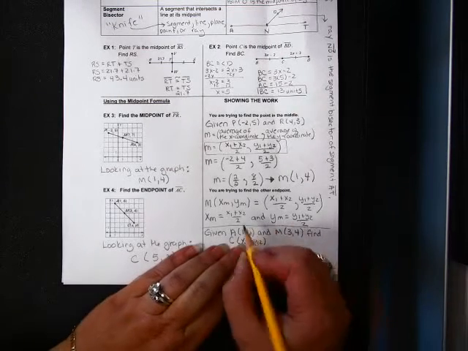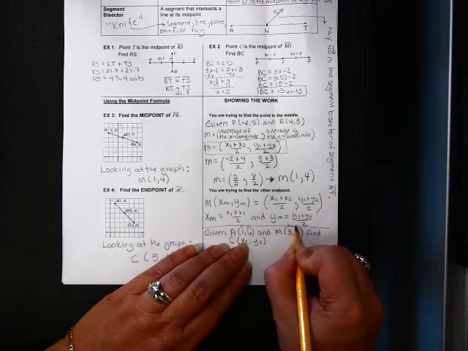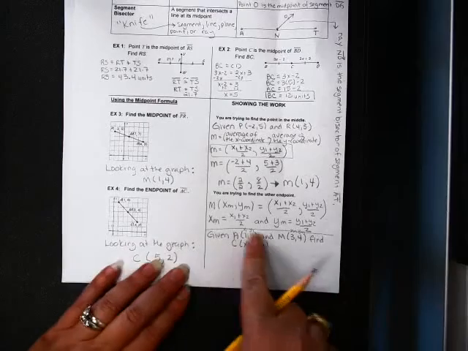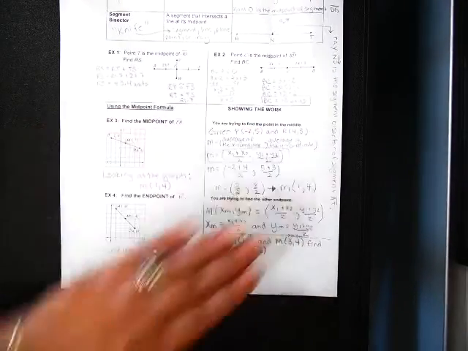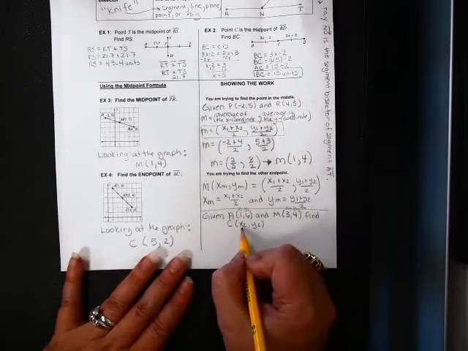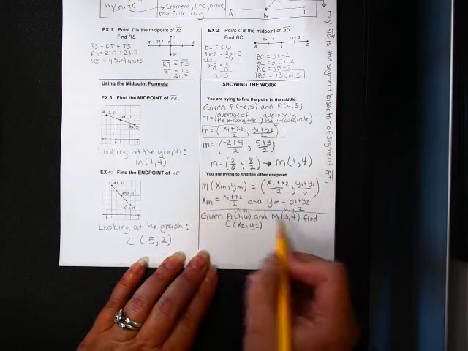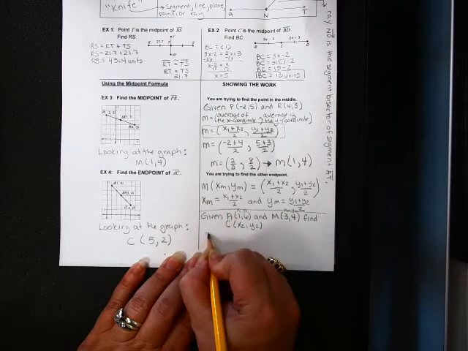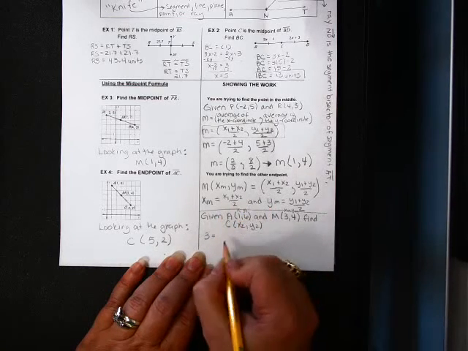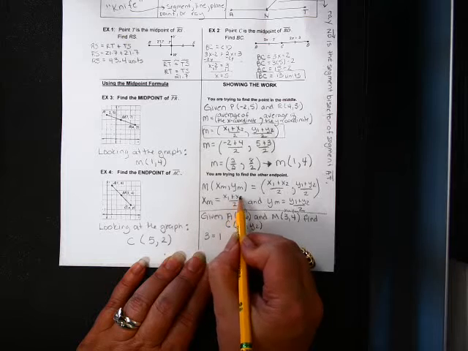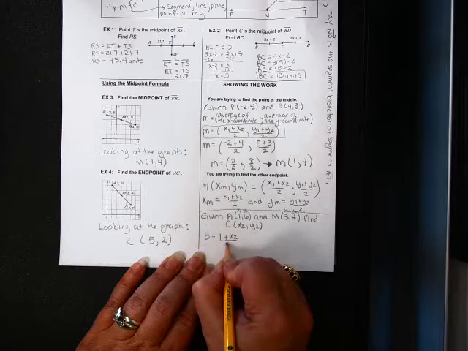Okay, so remember that this is your x1, y1. This is your xm, ym. And we're going to take all of this information and plug it in right here. Okay, so I'm going to deal with the x's first. xm, which is 3, is going to equal x1, which is 1, plus x2, we don't know. So I'm going to write down x2. Divide by 2.